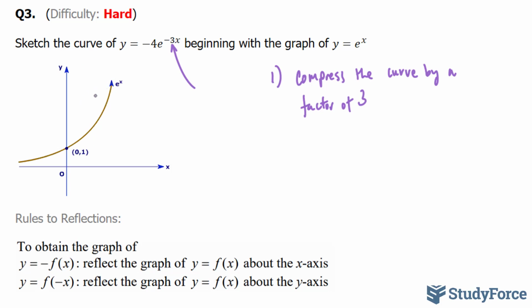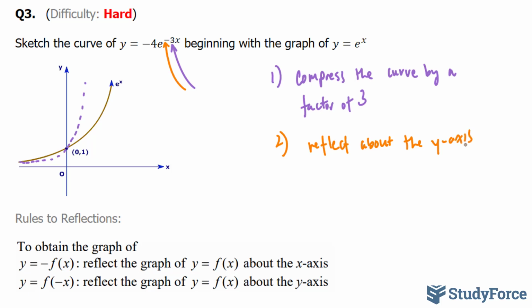So if that's a 5, 5 divided by 3 is 1.66. So this would be somewhere along here. And so we would have a curve looking like this. Our next transformation will be to apply this negative. And that negative, according to this part right here specifically, it says reflect the graph of y is equal to f of x about the y-axis. So the next step is to reflect about the y-axis.